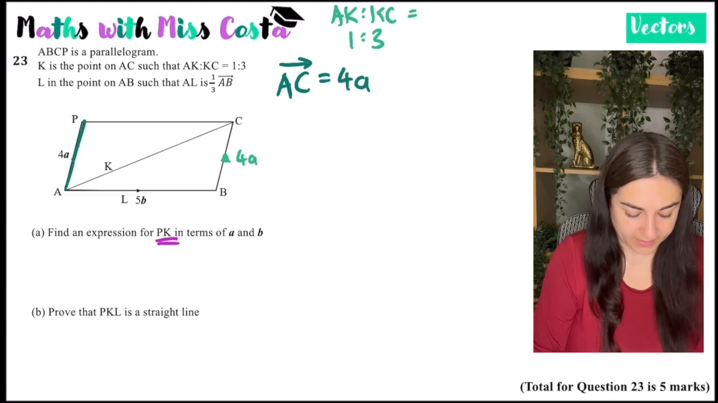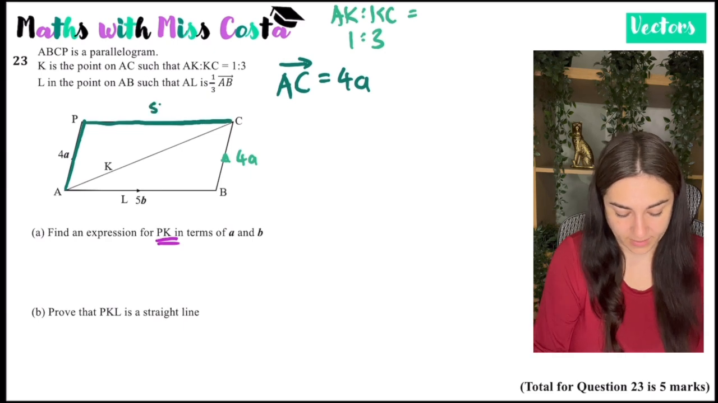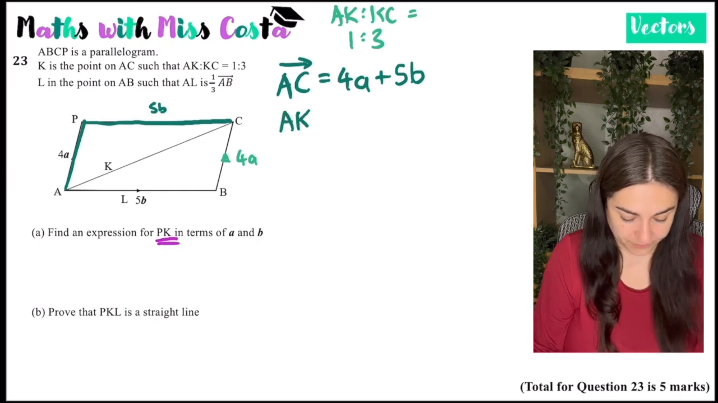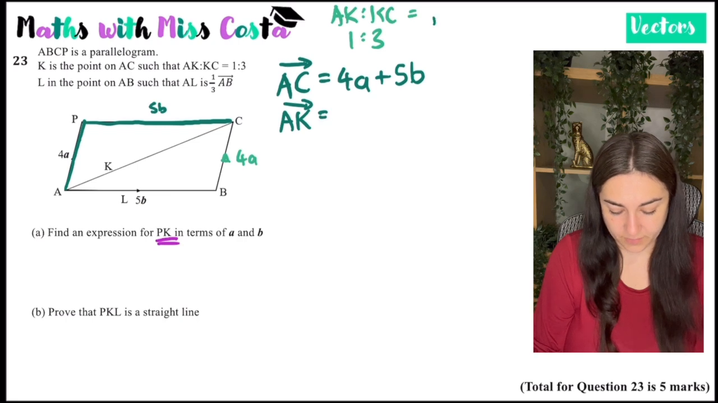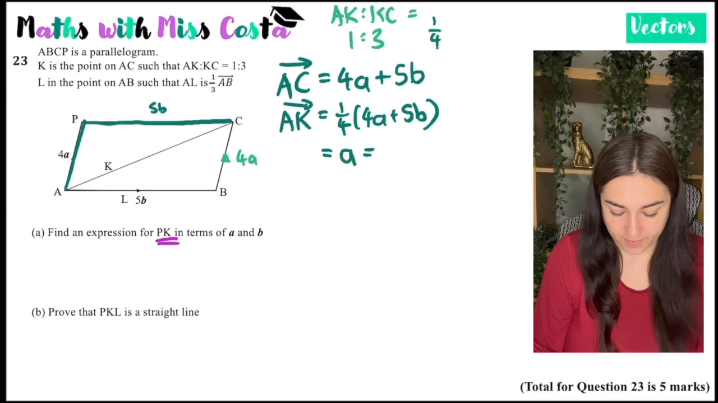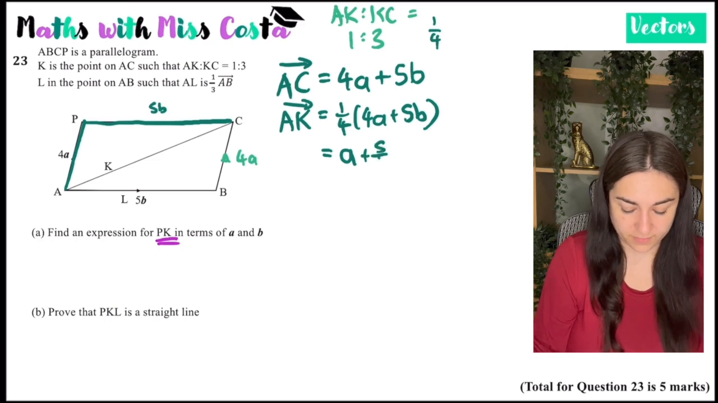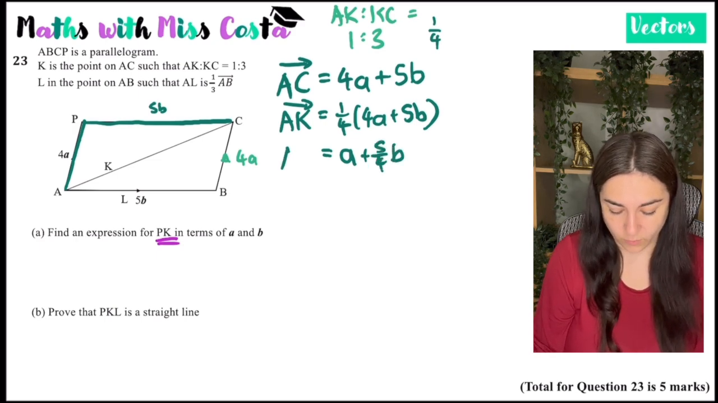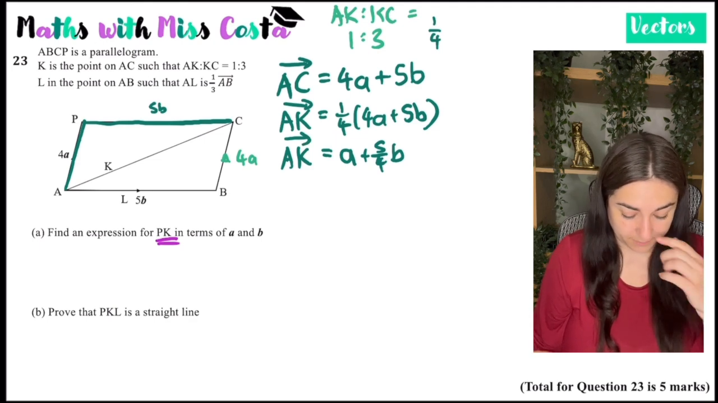Well, I start from here, so I'm going to do 4A, and then I know this vector is 5B, so that would be 4A plus 5B. Now, AK is going to be a quarter of whatever AC is, so that's a quarter of 4A plus 5B. A quarter times 4 is A, and a quarter times 5 is 5 over 4B. So I know that AK is A plus 5/4 B.